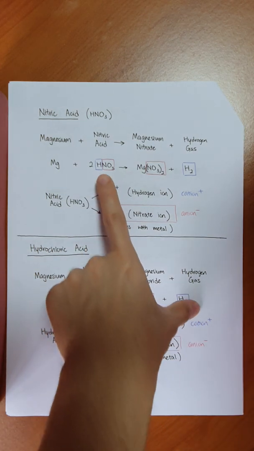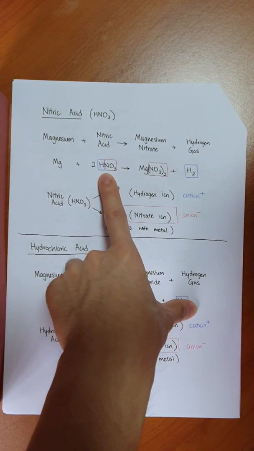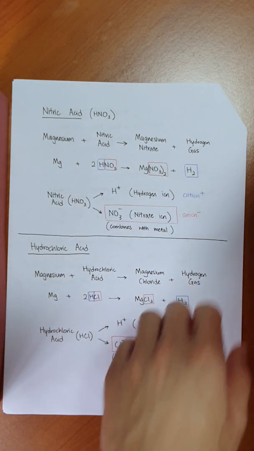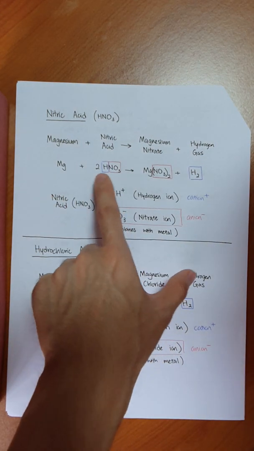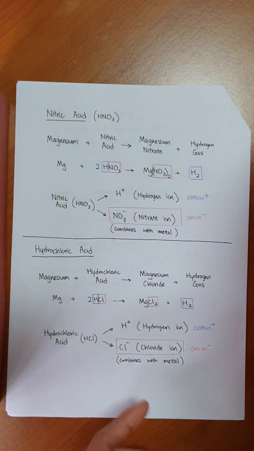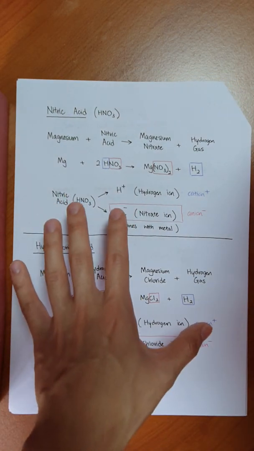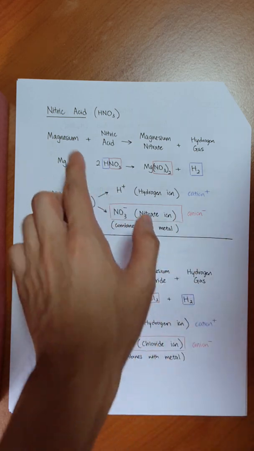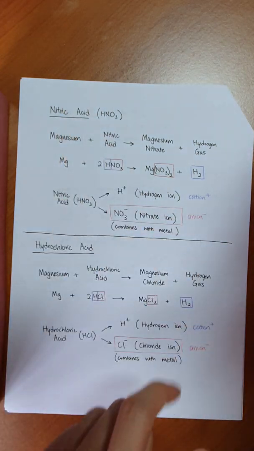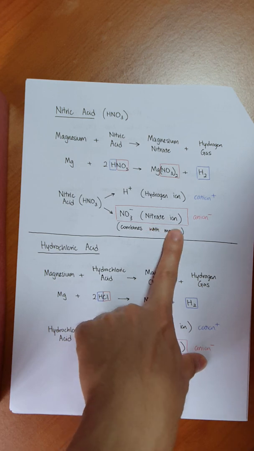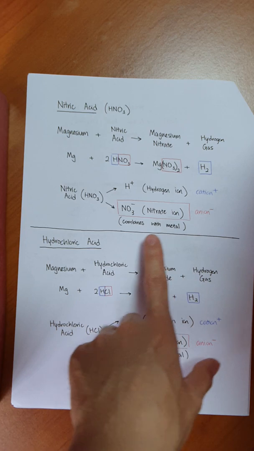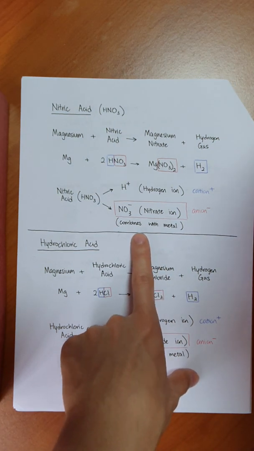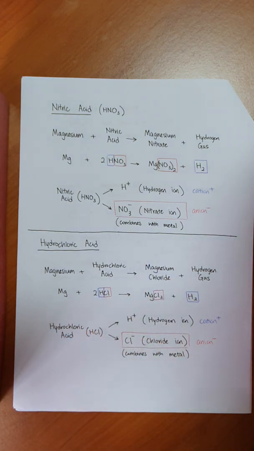Nitric acid is HNO3. A typical reaction like that would be Mg plus 2HNO3. Don't bother about the 2 first, I'll explain. That is all part of the balancing. Most importantly, the only thing you need to take away is that nitric acid produces an anion called the nitrate ion. The nitrate ion is of charge minus. This is important, I highlighted it in red because this will be combining with your metal. It's important stuff.